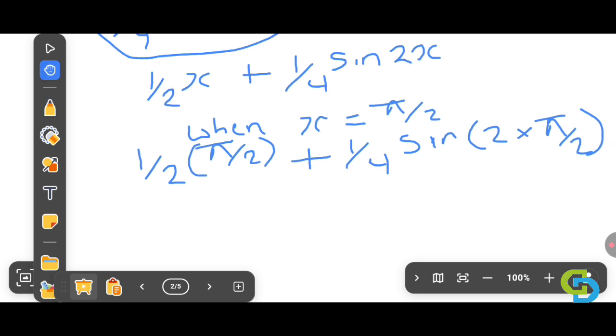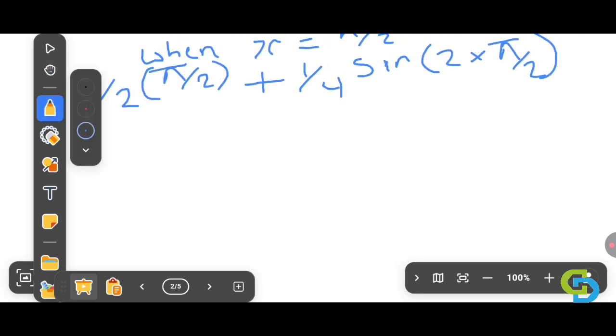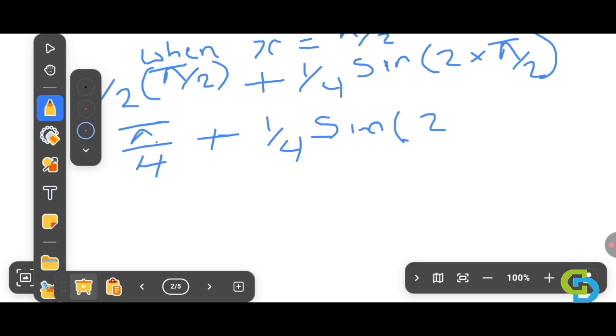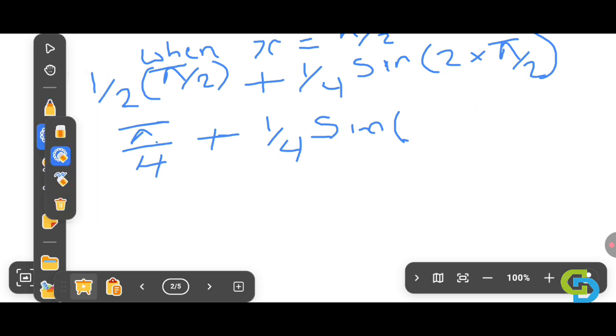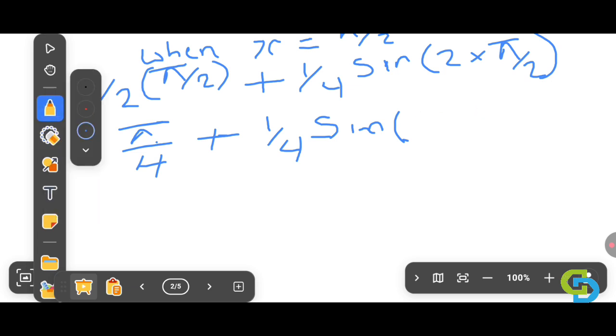So what will our answer now give us? 1 over 2 times pi over 2 is going to give us pi over 4, plus 1 over 4 sine of 2 times pi. That is 2 pi over 2, so that is pi. So we are going to have here pi.